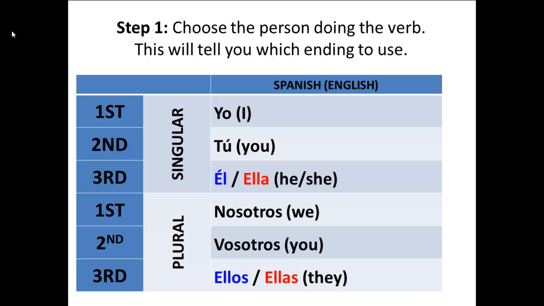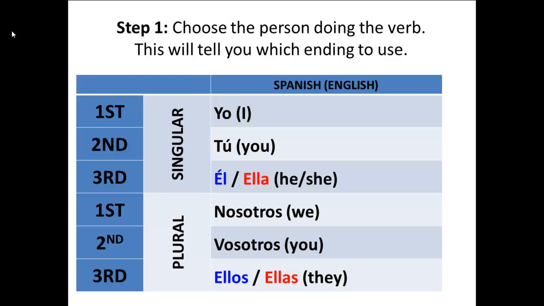And here they are. Yo, I. Tú, you, singular. Él, ella, he or she. There's also a form usted, which basically means you in a formal context. We also have nosotros, or nosotras if it's feminine, and vosotros and vosotras for you plural. And finally, ellos, ellas. This means they, if they're a group of boys, or ellas for a group of girls.